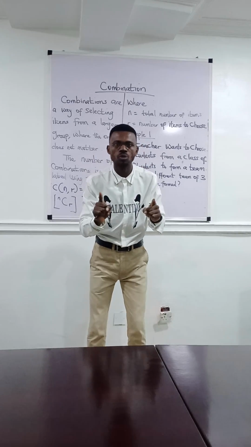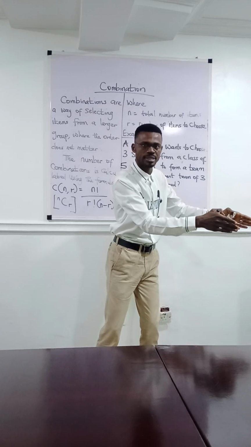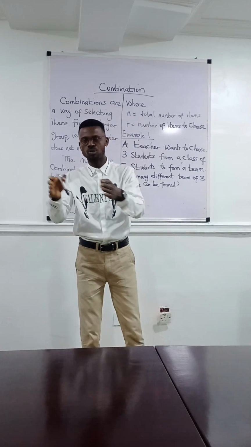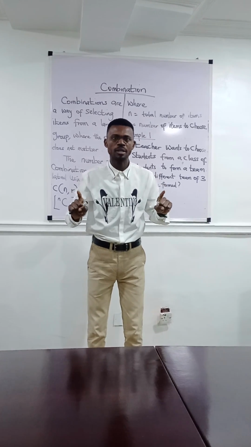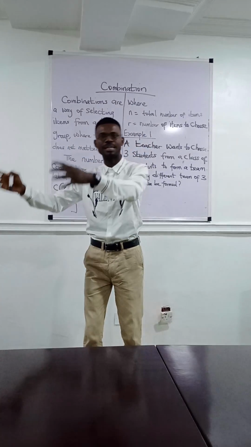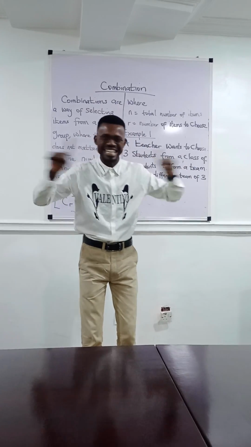Like permutation, where we pay attention to the order, that means A is to come first, B is to come second, C is to come third. In combination, we are not paying attention to the order. So we are simply selecting an item from a group where order is not necessary.